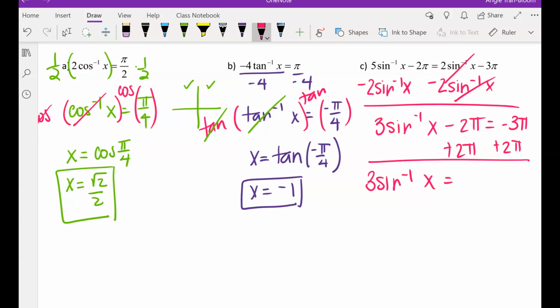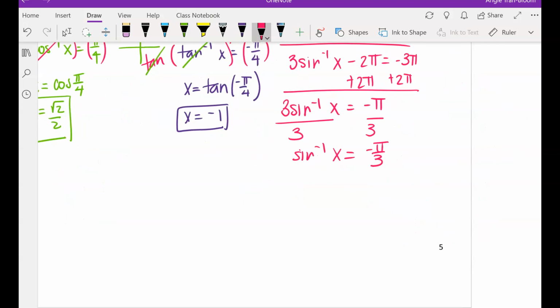Will, what do you think? -pi. Very good. Next step, Artemis, what do we do next? Probably divide by 3. You're right. Sine inverse of x equals -pi over 3, y'all. Restriction for sine inverse. What quads? 1 and 4. You got it. Is it within the restriction? Yes, that means you can continue to solve.